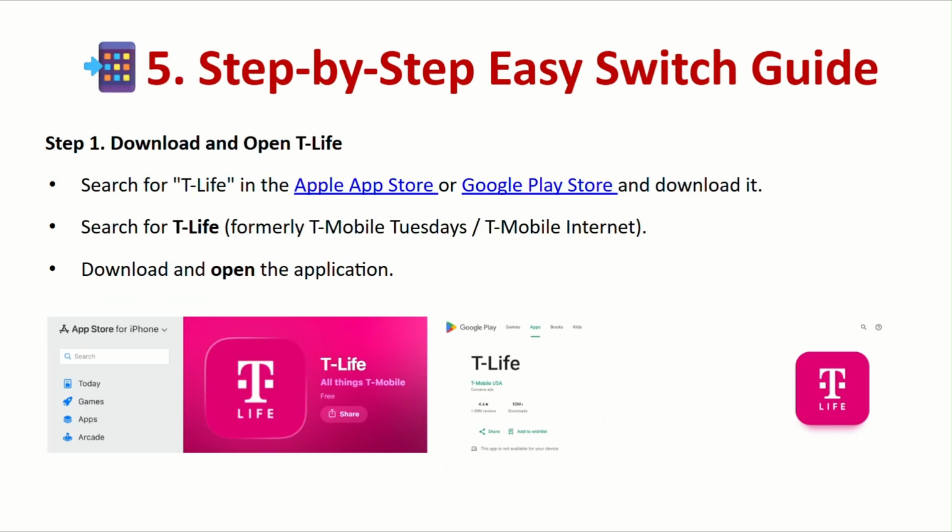Step-by-step Easy Switch guide. Step 1. Download and open T-Life. Search for T-Life in the Apple App Store or Google Play Store and download it. Then search for T-Life, formerly T-Mobile Tuesdays, T-Mobile Internet, and download and open the application.